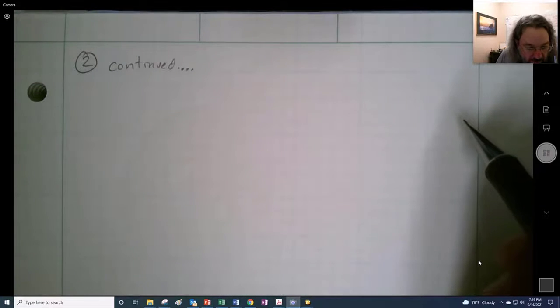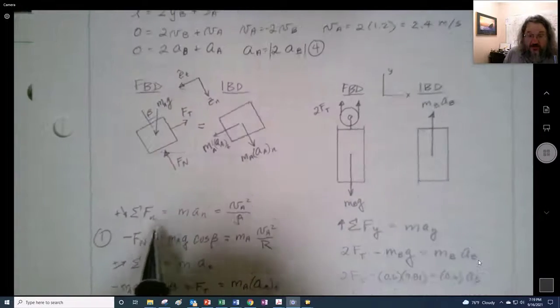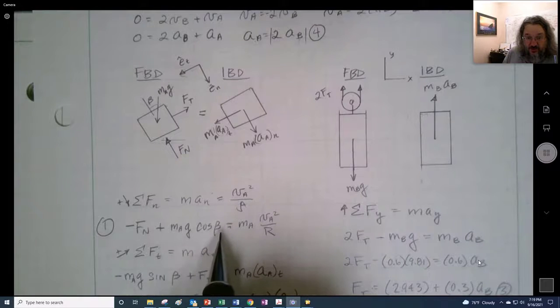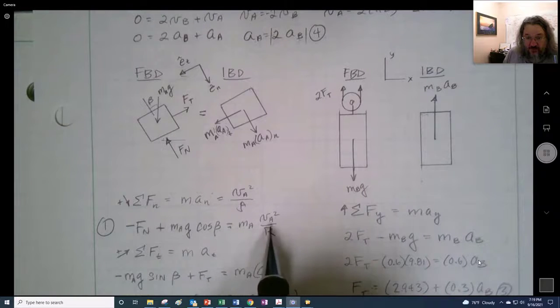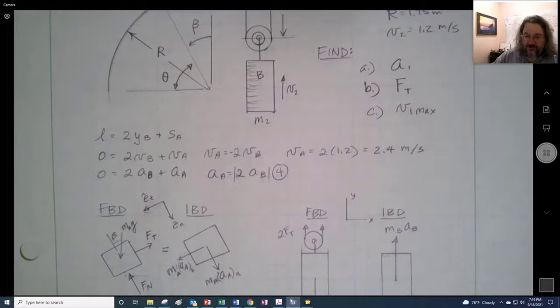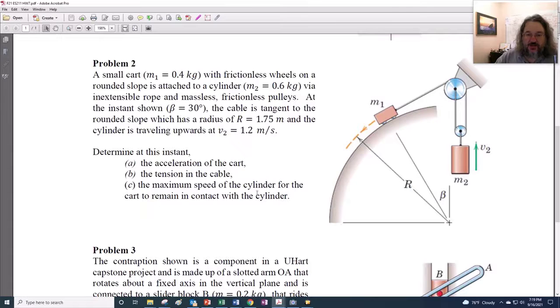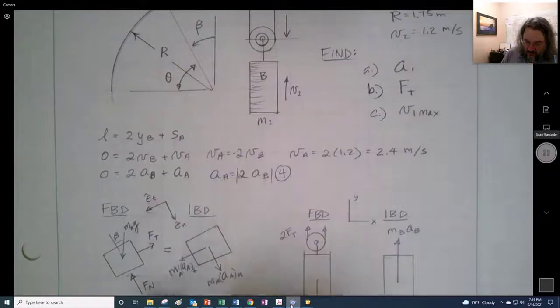I think for this, we had this relation, as you'll recall, Fn plus mg cosine of beta equals m va squared over R. Now the question says, from the original question, let's take a look at it, the maximum speed of the cylinder for the cart to remain in contact. Well, we can figure out if it remains in contact. That's the same thing as saying that it's almost not in contact, right?